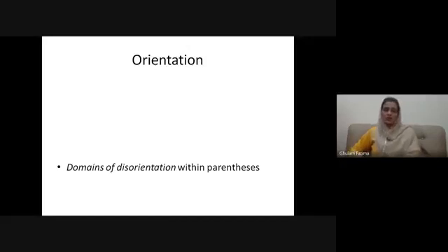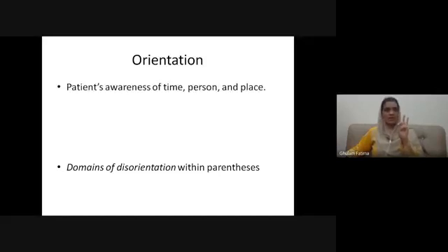So the next domain is orientation. Orientation simply is how oriented the patient is. It is checked in three domains. The first is person, the second is time, and the third is place.